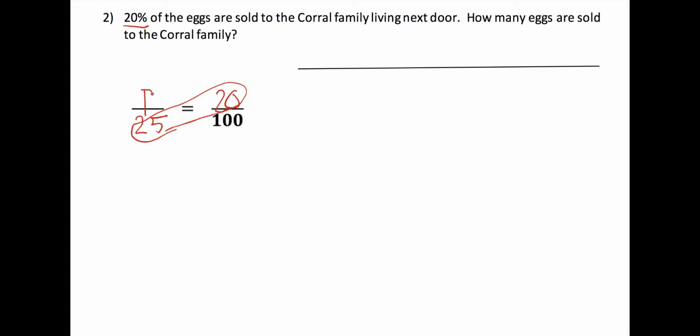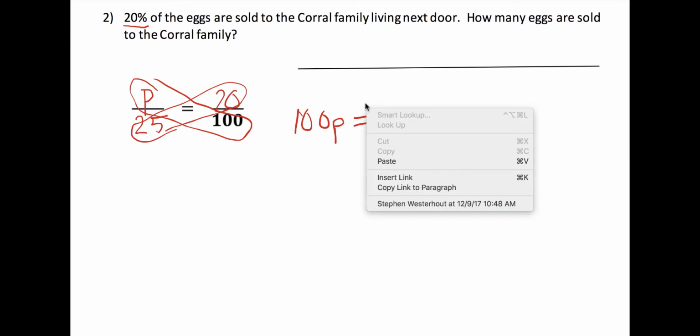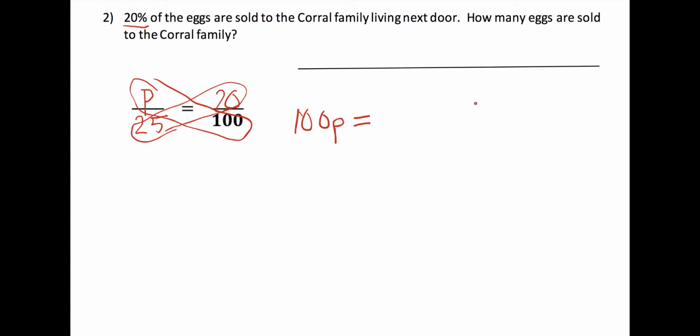Let me put in the p variable for part. Cross multiply 100 p is equal to 2 times 25 is 50, add another 0. So sorry about the technical difficulties here. So it's equal to 500.